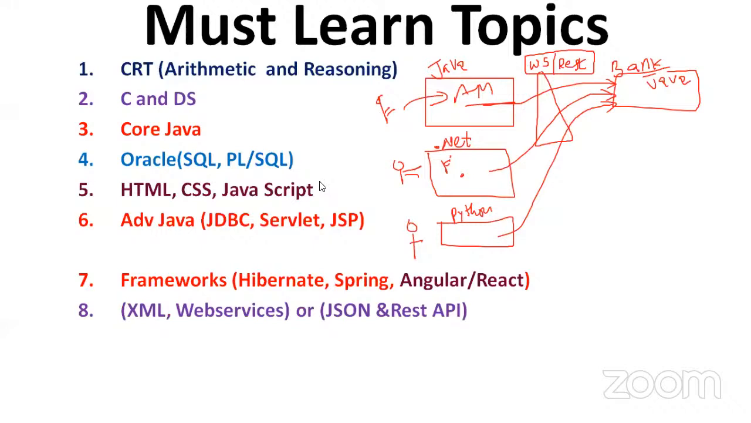XML web services, or JSON REST API. In olden days, XML was there. Nowadays, people are using what? JSON. Web services were used in olden days. Nowadays, what are you using? REST API. The XML web services era is almost over. Now in place of it, JSON RESTful API is coming. So tell me, what is the 8th course you have to learn? XML web services.